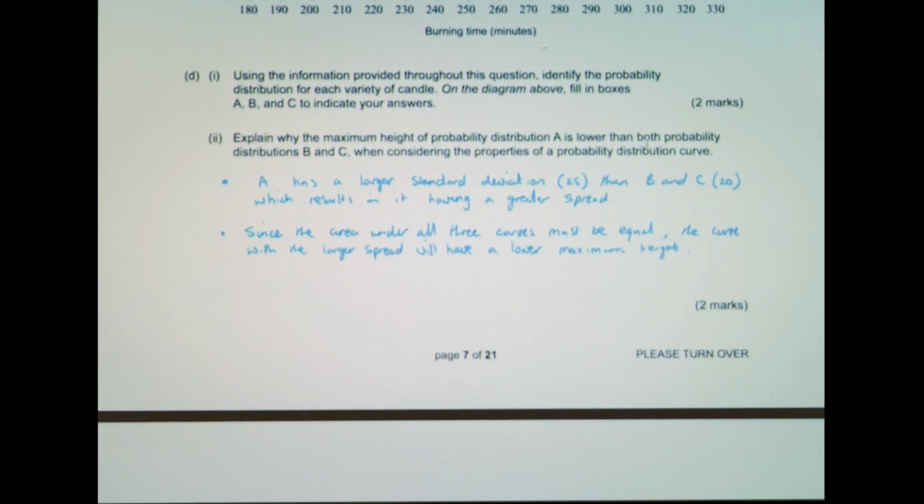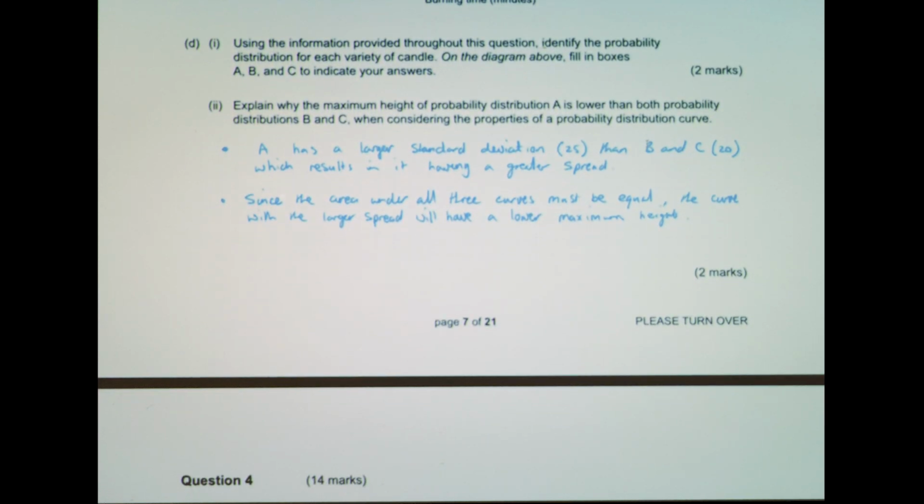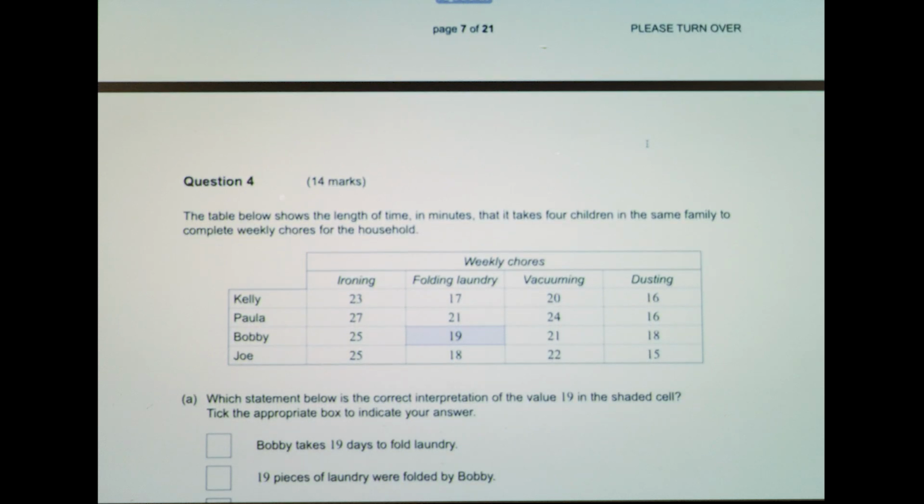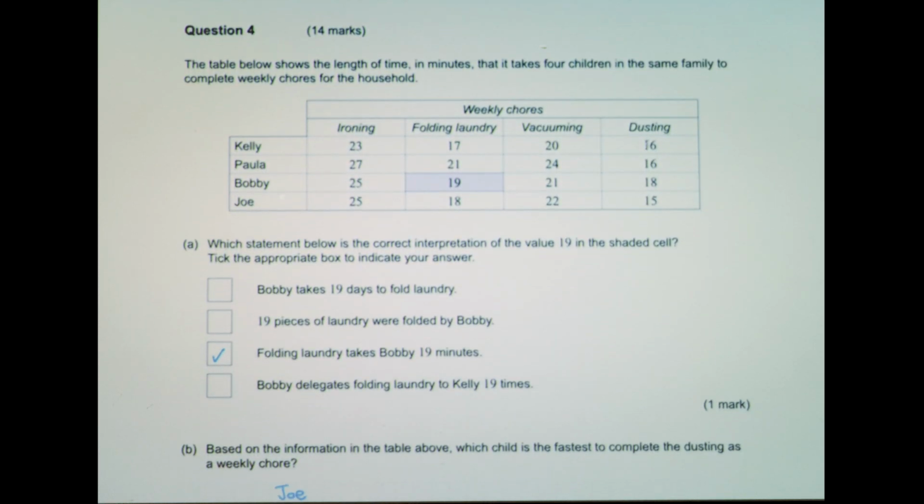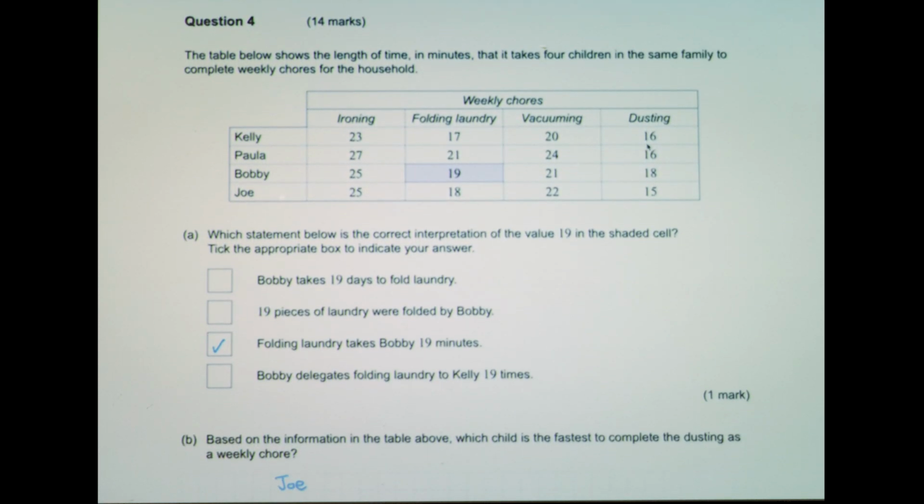But that was certainly a question that students struggled with to get the 2 marks. So that was one of the questions that students found really difficult, that second part, and gaining that second mark there.